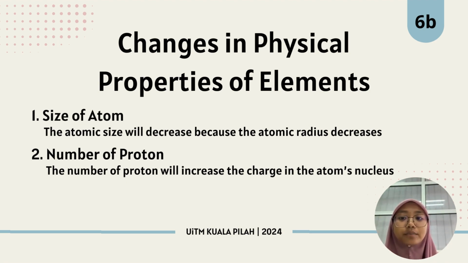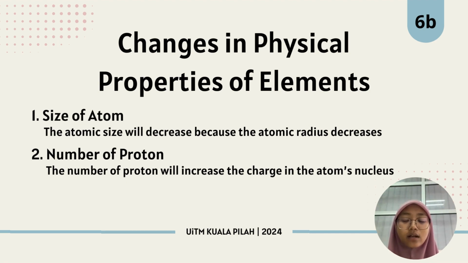Two factors that change the physical properties of elements across period 3 are the size of atoms and the number of protons. Going across period 3 from left to right, the atomic size will decrease because the atomic radius decreases. Next, the number of protons across period 3 will increase the charge in the atom's nucleus. The electronegativity of elements will increase because the nuclear attraction force towards the electrons increases.